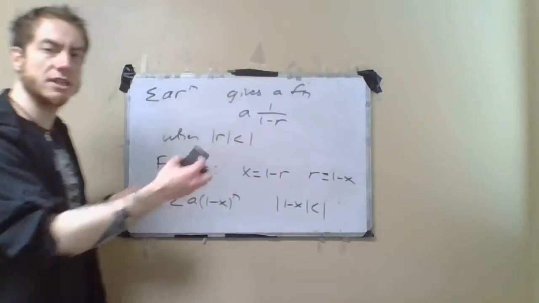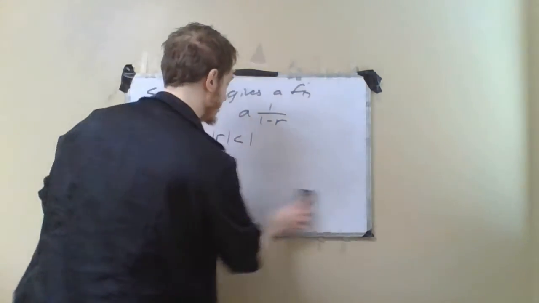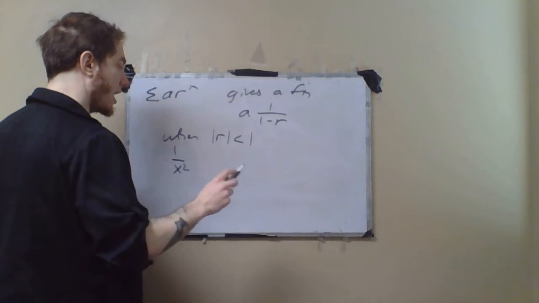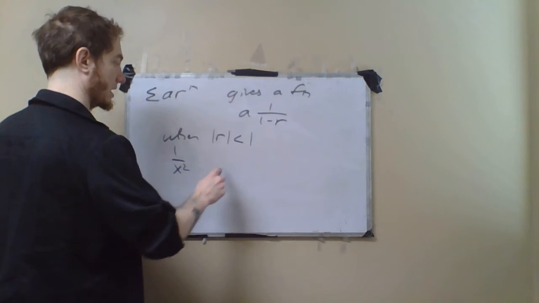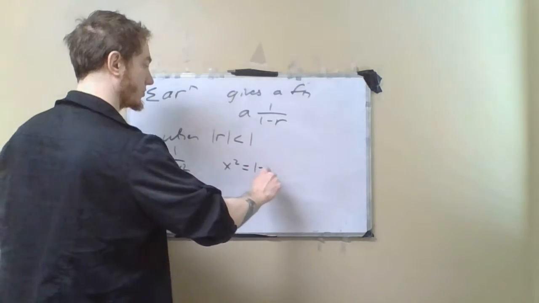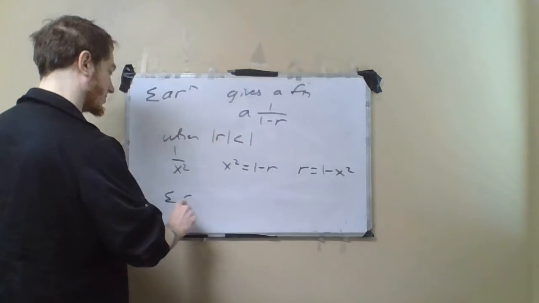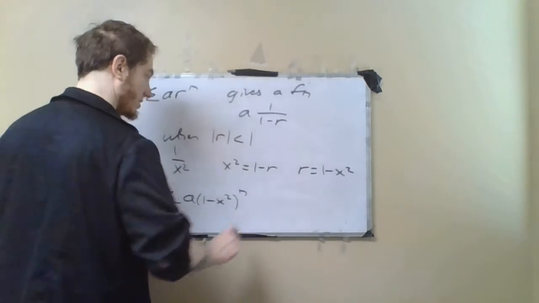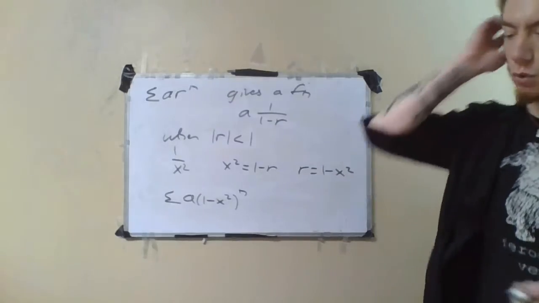And you can do other examples too. Okay, for instance, if I wanted to do, let's say, 1 over x squared, I could say, well, this means that x squared is equal to 1 minus r. That means that r equals 1 minus x squared, and then I would end up with a sum of a times 1 minus x squared to the n as my representation. So I can do this with different sorts of functions.